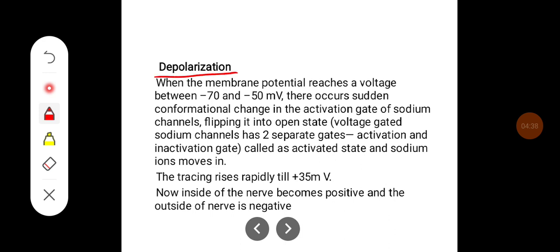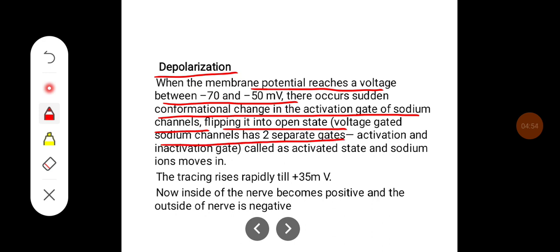Depolarization: when the membrane potential reaches the voltage between minus 70 to minus 50, there occurs a sudden conformational change in the activation gate of sodium channels, flipping into the open state. These are voltage gated sodium channels and have two separate gates, activation and inactivation gate. In the activated state, sodium ions are going to move in. The tracing rises rapidly till plus 35 millivolts.